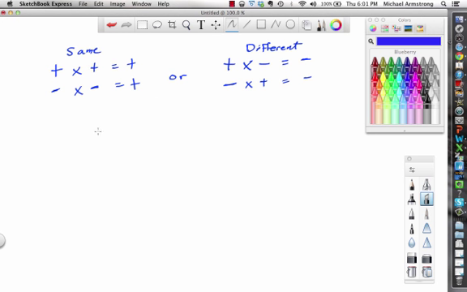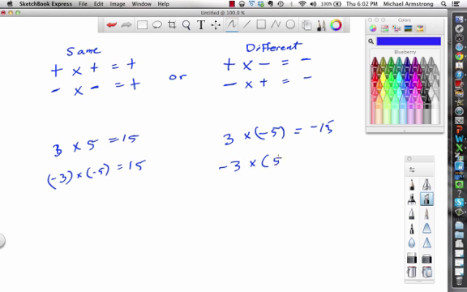Now back to our 3 times 5. 3 times 5 is 15. -3 times -5 is 15. Positive 3 times -5 is -15. And -3 times positive 5 is also -15. You can see that. Can I make it work with a number line?